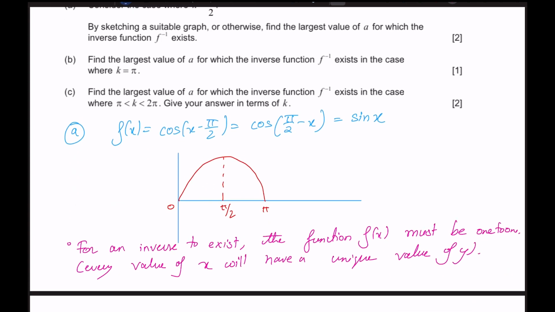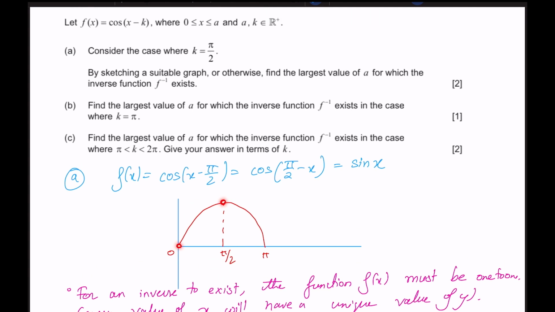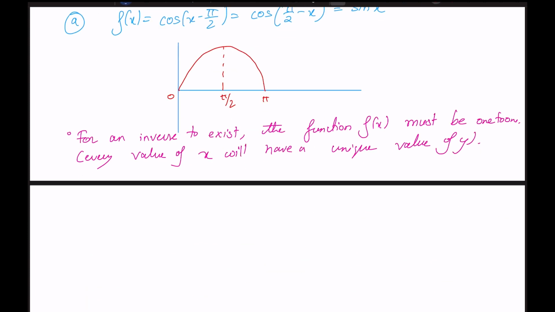But in our sin x curve, we see that the curve is increasing from 0 to pi by 2, then it starts to decrease, right? So after pi by 2, you see that the values start getting repeated. For example, the x here will have this value of y, and again the x here will have the same value of y. So after pi by 2, the values of y for x start to repeat, and as a result, if we restrict the domain from 0 to pi by 2, then only our inverse function can exist. So for this part, your maximum value of a will be equal to pi by 2.